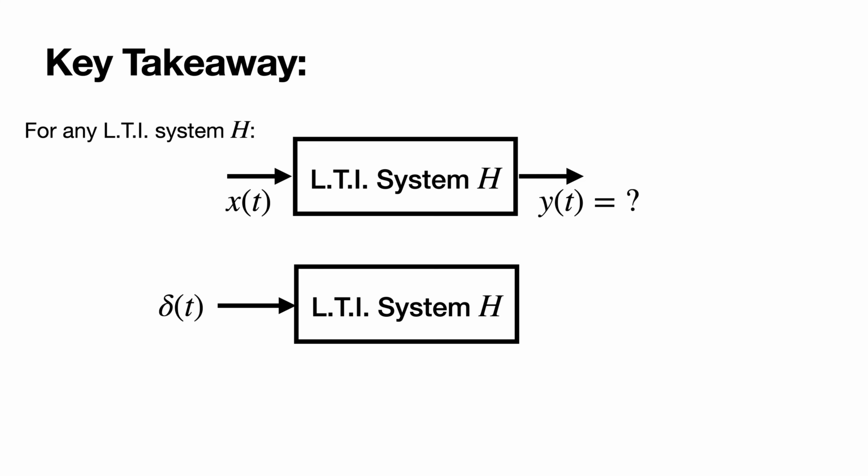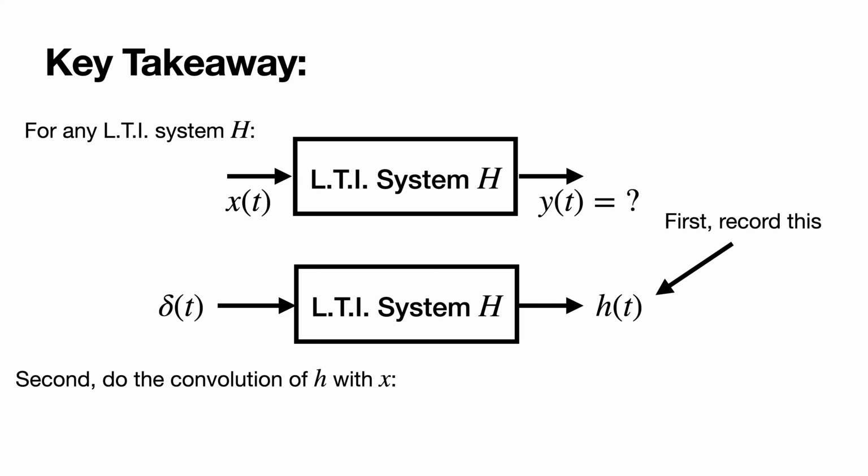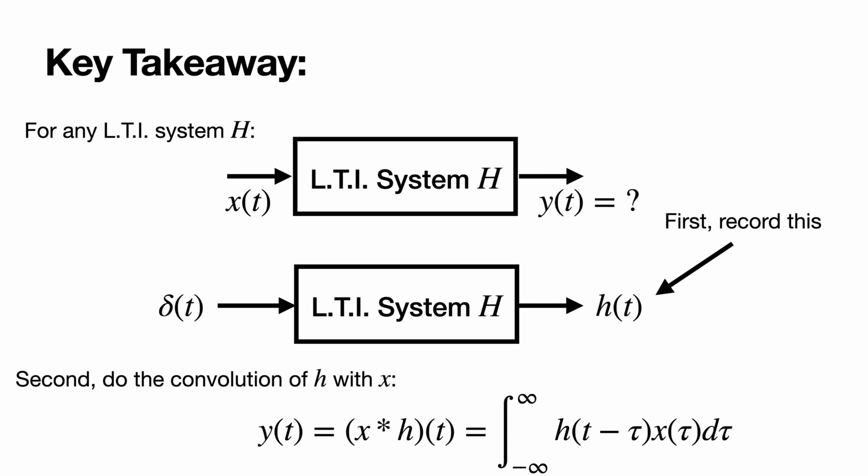So the key takeaway is this. If we have an LTI system H and we want to find the output y of t for a given input x of t, we need to do two things. The first thing we do is we send an impulse, delta of t, into our system and we record the output h of t. So the first thing we do is record the impulse response. Then to find the output, we just simply do the convolution of our impulse response with our input x.